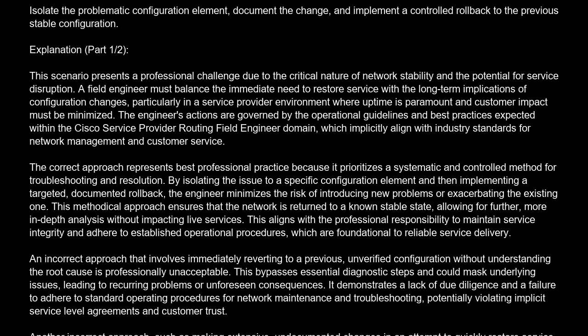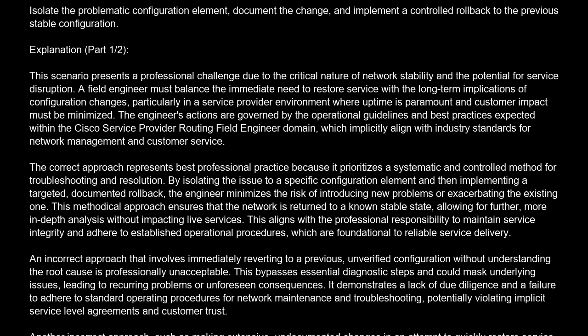Explanation: this scenario presents a professional challenge due to the critical nature of network stability and the potential for service disruption. A field engineer must balance the immediate need to restore service with the long-term implications of configuration changes, particularly in a service provider environment where uptime is paramount and customer impact must be minimized. The engineer's actions are governed by the operational guidelines and best practices expected within the Cisco service provider routing field engineer domain, which implicitly align with industry standards for network management and customer service.